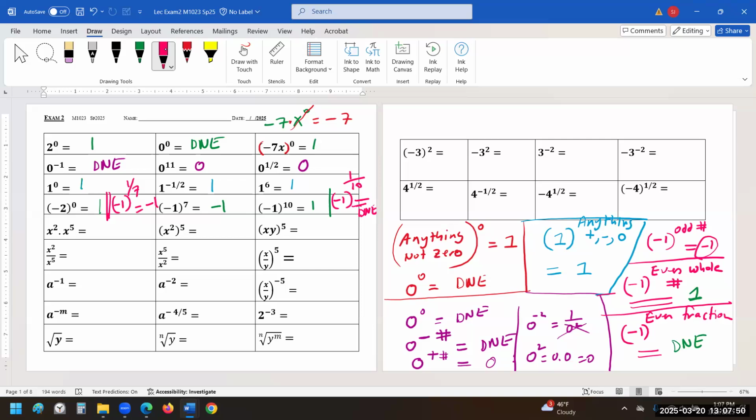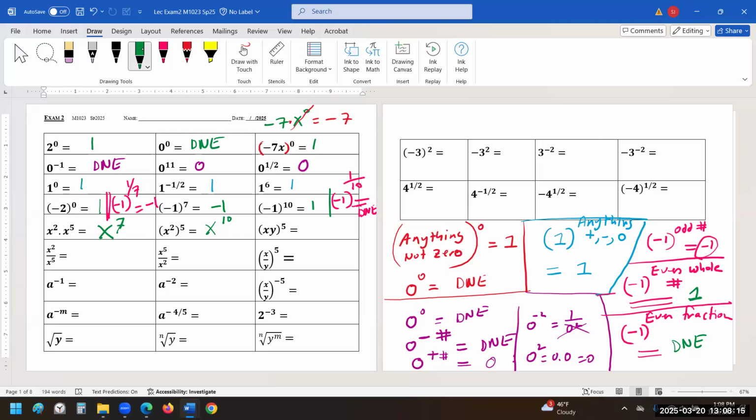Then comes the regular exponent rules. When you multiply the bases, what do you do with the powers? Add them or multiply them? Add them. So we get x to the 7. When you have a power to a power, do you add them or multiply them? Multiply them. So we get x to the 10.